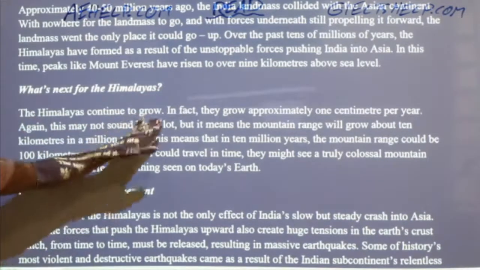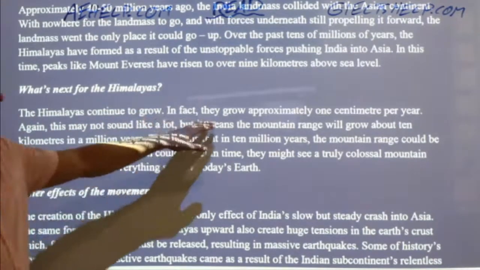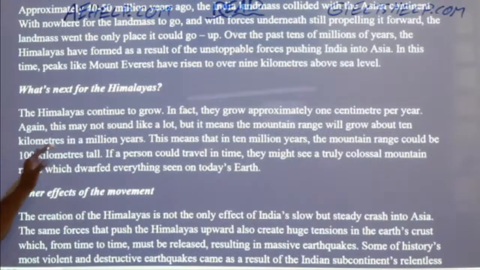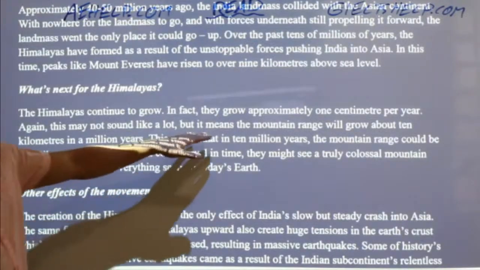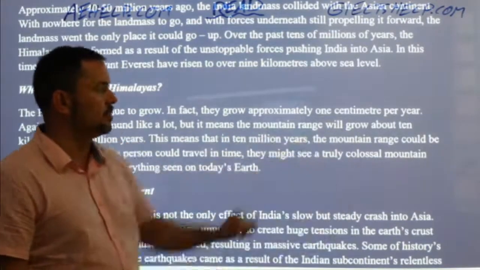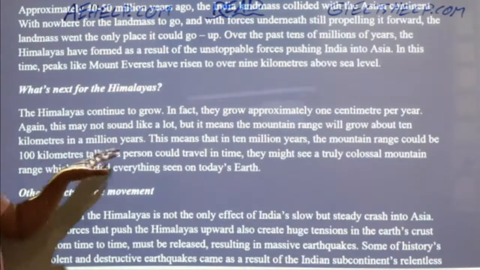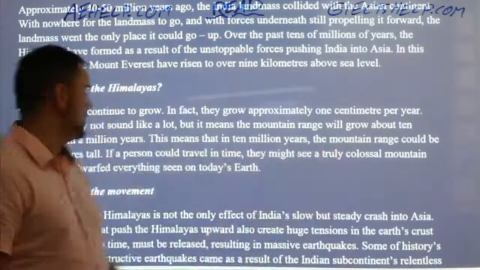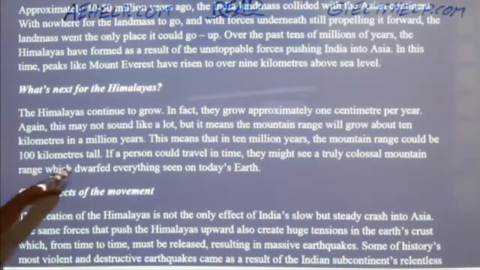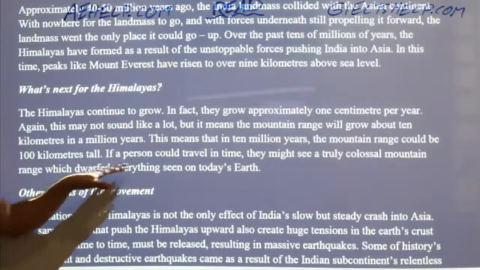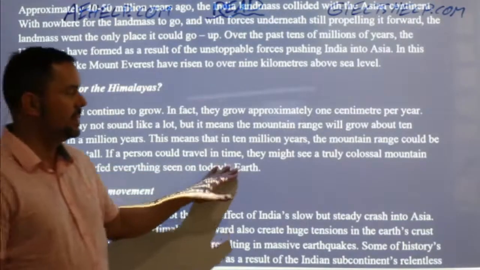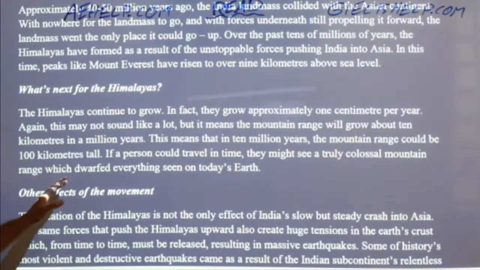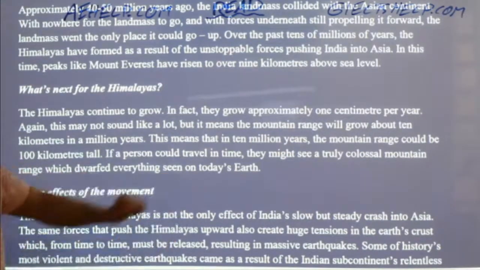What's next for the Himalayas? The Himalayas continue to grow. In fact, they grow approximately 1 centimeter per year. Again, this may not sound like a lot, but it means the mountain range will grow about 10 kilometers in a million years. This means that in 10 million years, the mountain range could be 100 kilometers tall. If a person could travel in time, they might see a truly colossal mountain range, which dwarfed everything seen on today's Earth.